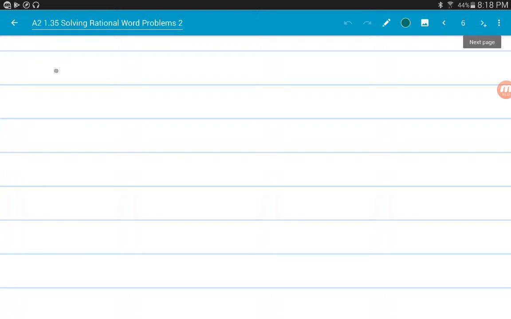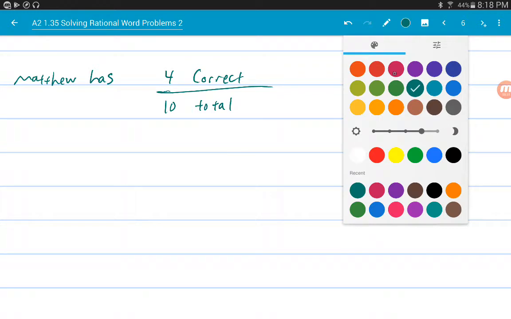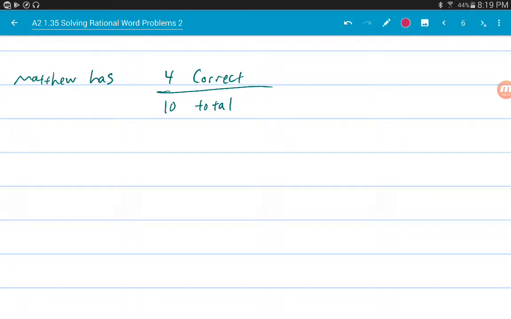In order to figure out percentage, Matthew has 4 correct out of 10 total. Now, if Matt gets another question correct, this goes up because he has 5 correct now. And this goes up as well because he's answered 11 questions.